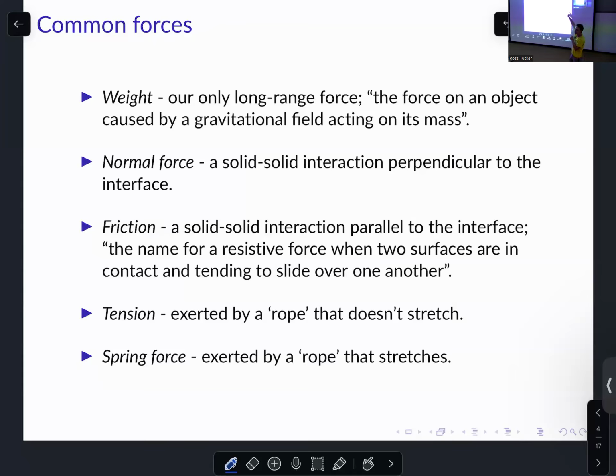Weight is the only exception to that. Normal, friction, tension, spring are all touch forces. Let's talk about these briefly, one at a time.